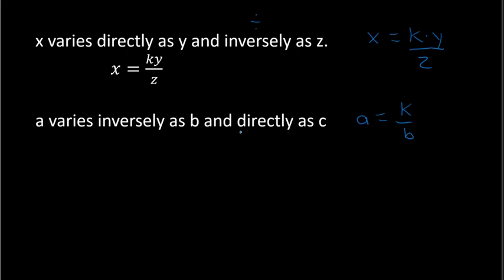Now the part to be careful with is this part right here, directly as c. So remember, directly means multiply, right? It's multiplying by c. So when you multiply, remember we're multiplying k by that value. So k we multiply by c. So the c would go on the top. All right, so it's not in the bottom with the b. It's going to go on the top. If it's in the bottom, that would be dividing, like k divided by c, which would be inversely. So my setup would be A equals k times c divided by b.